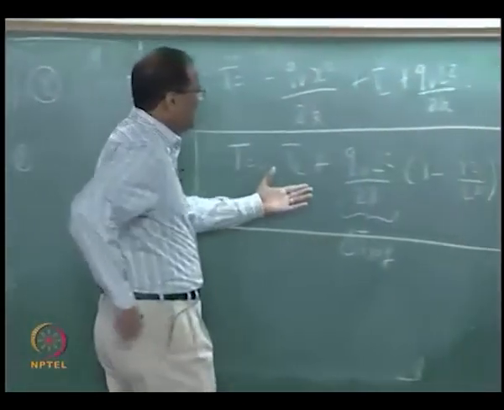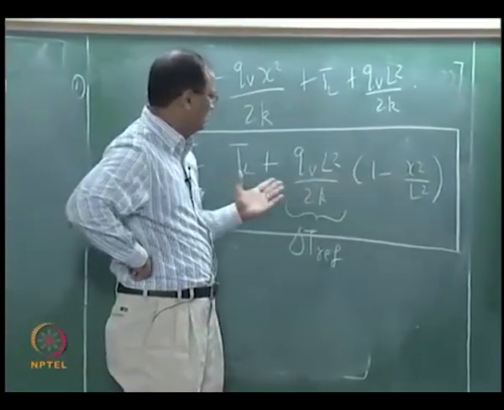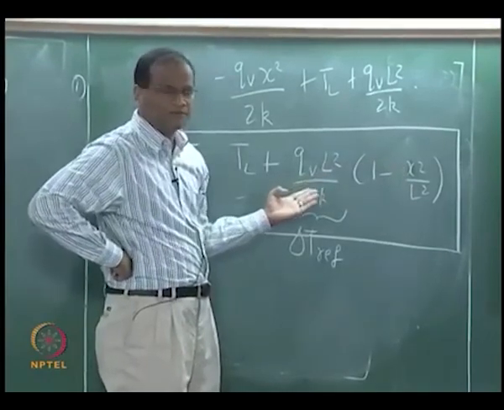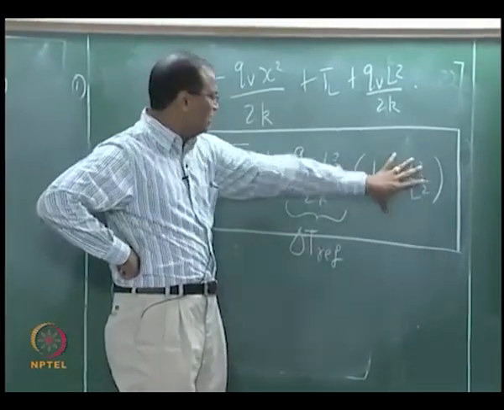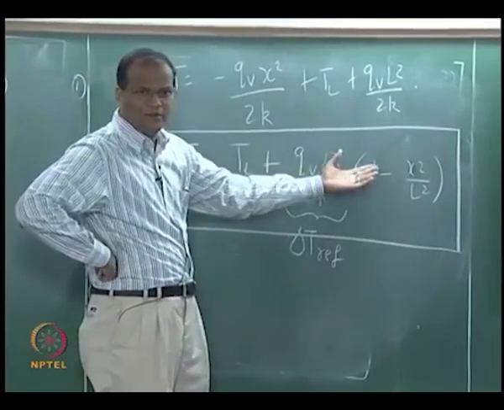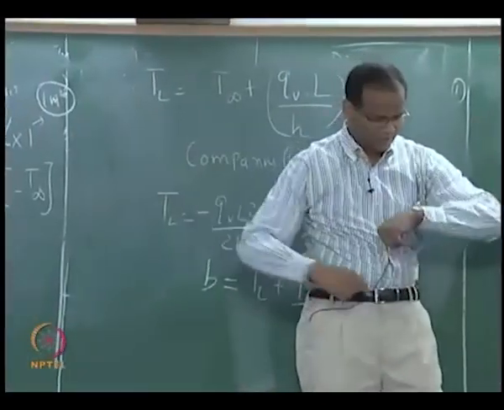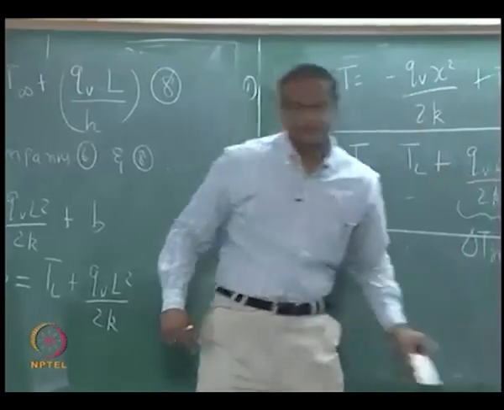So easily it can be seen that at x equal to 0, the temperature is maximum. At x equal to L, this term becomes 0, T is equal to TL, that you already know. What is TL? TL comes from the energy balance. Okay, let us solve an example.